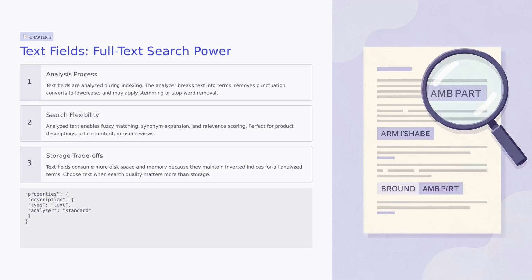This process not only enhances search flexibility by enabling fuzzy matching, synonym expansion, and relevance scoring, but also demands more disk space and memory due to maintaining inverted indices for all analyzed terms. When the priority is search quality over storage efficiency, text fields emerge as the optimal choice. So, in the landscape of data storage trade-offs, text fields stand out as the heavyweight champions of search prowess.